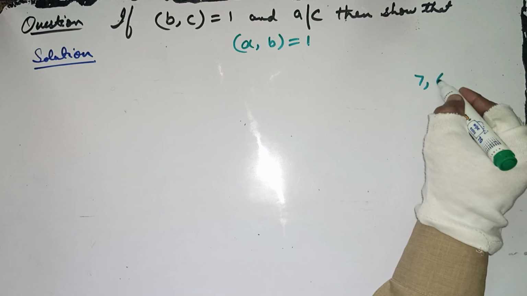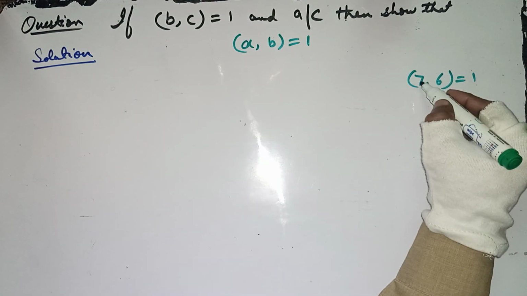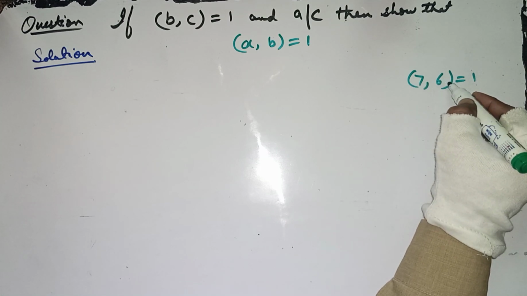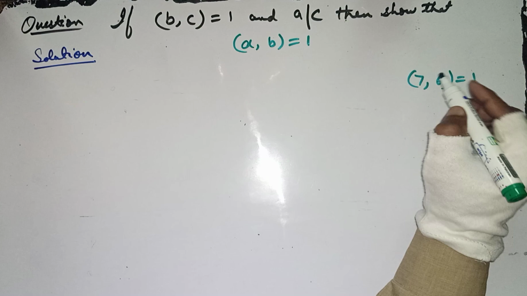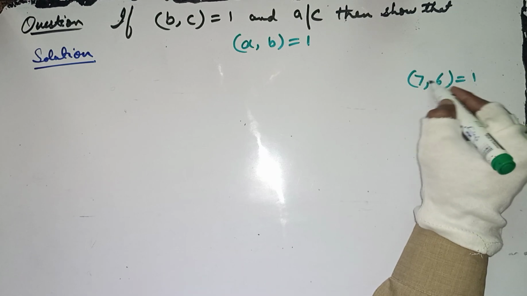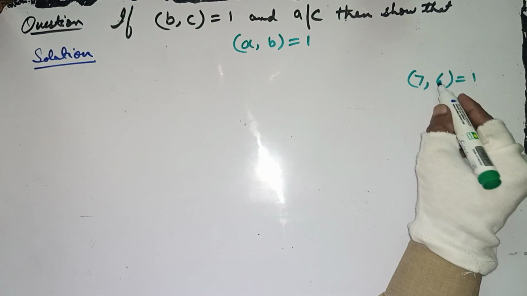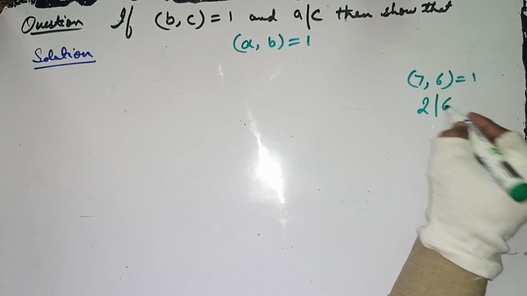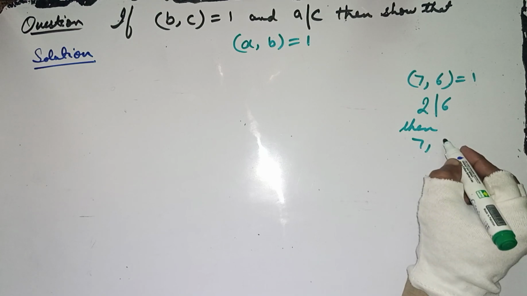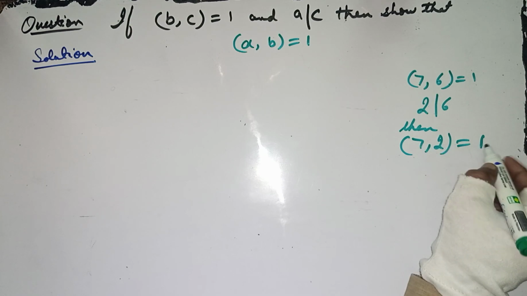Let's say 6 and 7 are relatively prime. What is the meaning of relatively prime? That the GCD of 6 and 7 is equal to 1. That means their greatest common divisor is 1. There is no common divisor other than 1 between these two numbers. If any number divides 6, for example 2 divides 6, then 2 and 7 are also relatively prime, their GCD must be 1.